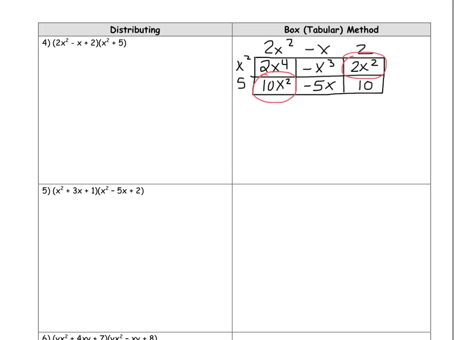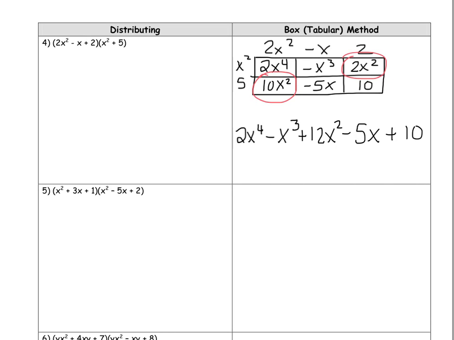So we start to finalize the answer by taking the highest power, the 2x to the 4th, then the negative x to the 3rd. Now add the 10x squared and 2x squared, and you should get positive 12x squared. Then bring down the negative 5x and the plus 10. And that should be your final answer.